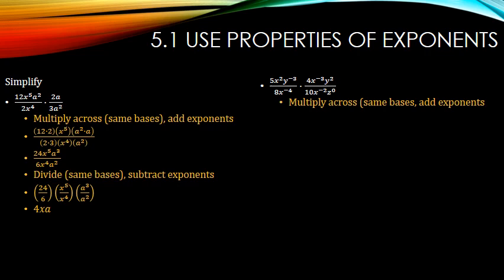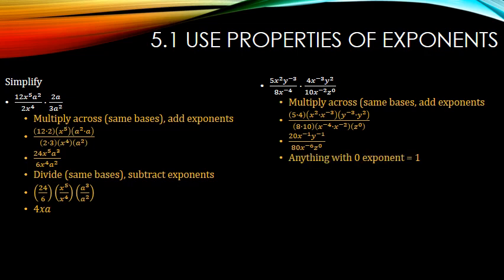Let's try another. Same steps: multiply across, the same bases, add the exponents. So we have the numbers, the x's, and the y's. On the bottom we have the numbers, the x's, and just the z. Simplify each of them. We're adding exponents. We have 2 and negative 3 make negative 1. Here negative 3 and 2 make negative 1. Negative 4 plus negative 2 makes negative 6.